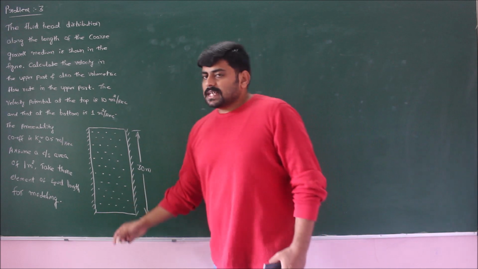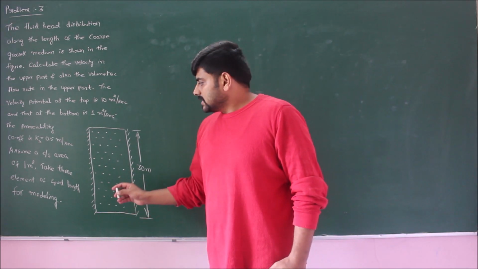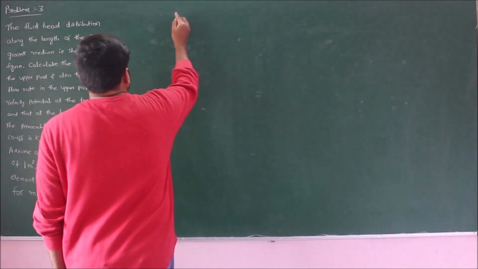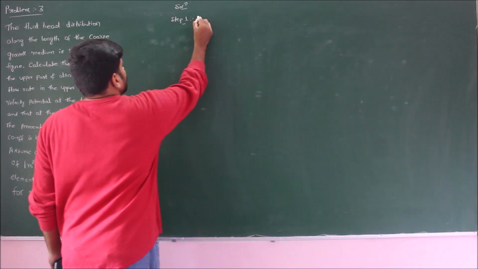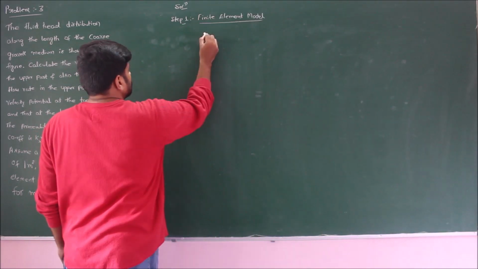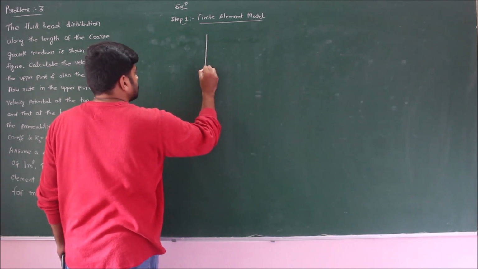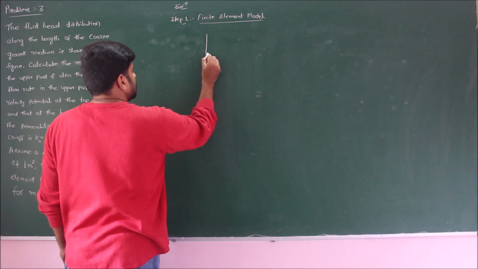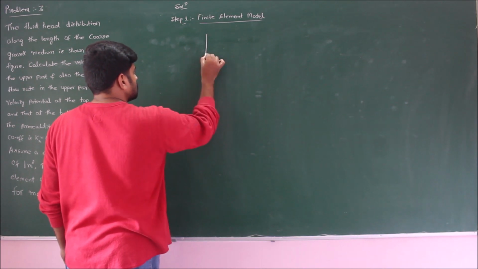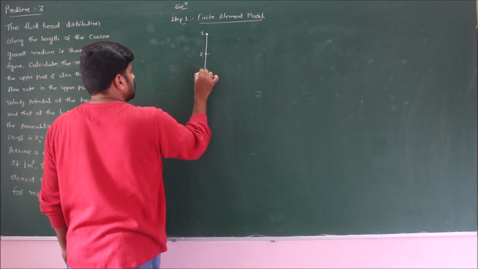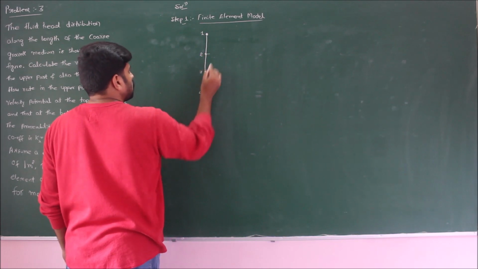Since the problem itself states to take 3 elements of equal length for modeling, moving on to solve this problem. Step 1. Finite element model. Now model this gravel with 3 elements of equal length. I'll get 4 nodes: node 1, node 2, node 3 and node 4.